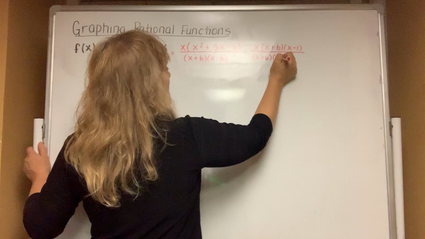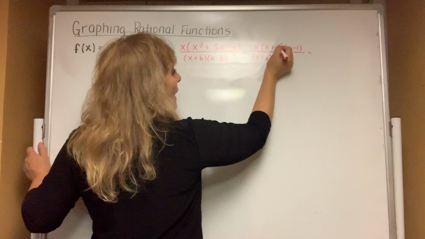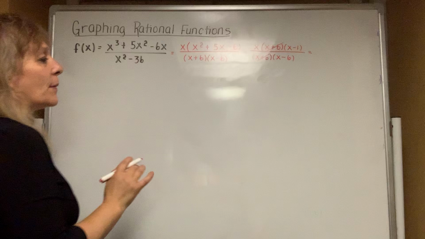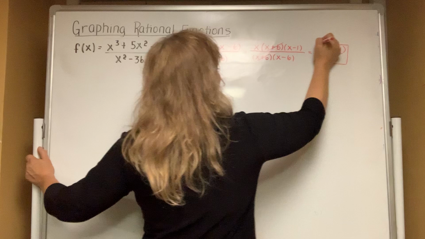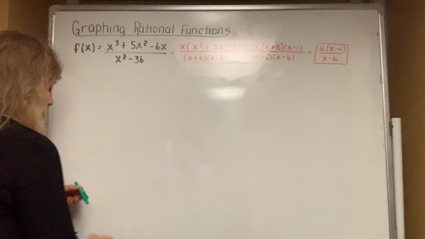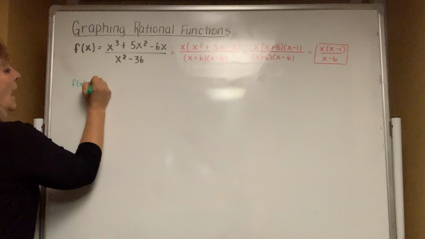The moment you look at your factored version and you can cancel out something from the top and the bottom, that's when you know that there's a hole in the graph. My reduced version is x times x minus 1 over x minus 6, and I'm just going to box it off. But there is definitely a hole in the graph. So in the section that asks you, where is there a hole in the graph? I'm going to write down f of x has a hole in the graph.